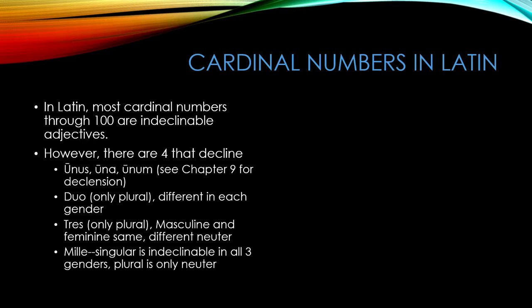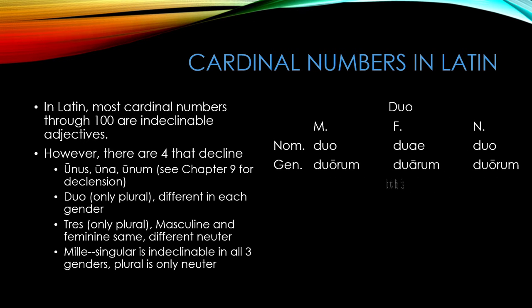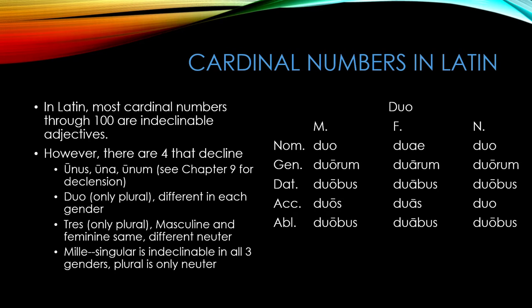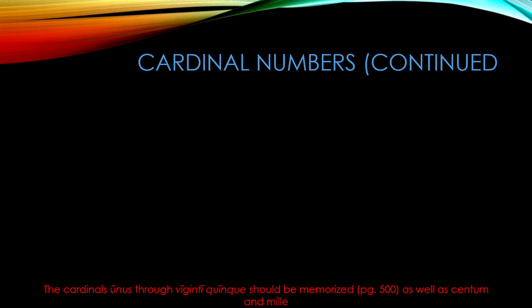On your screen now you can see the declension of duo. You can see that it is a weird combination of first and second declension, nominative, genitive, and accusative, and the third declension. You can see on your screen now that tres is the same in the masculine and feminine and declines just like a third declension i-stem noun.